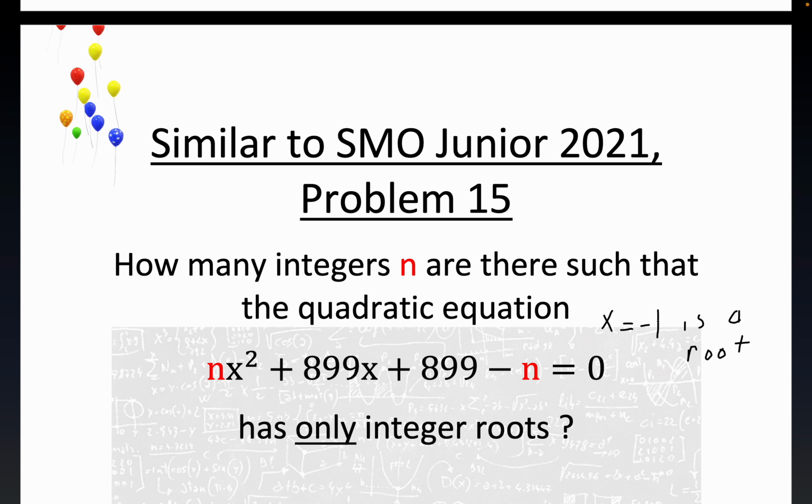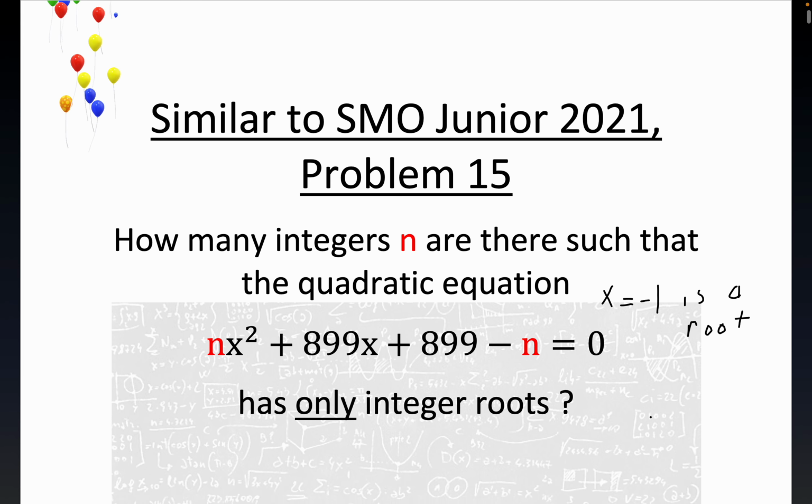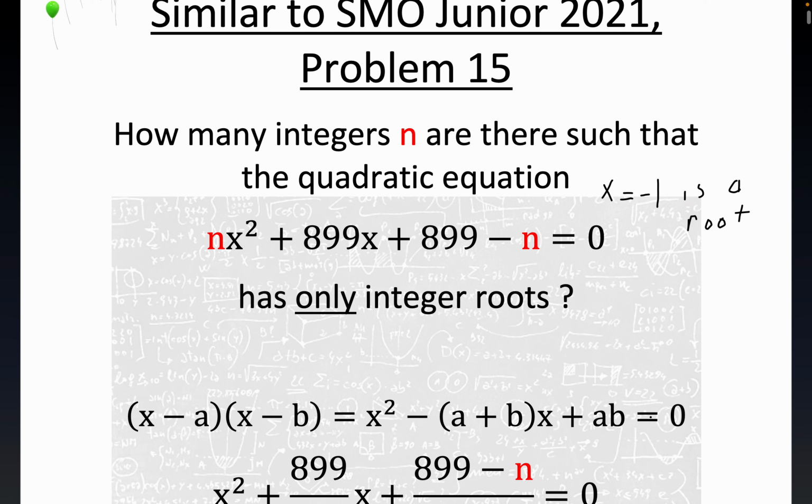-1 is a proud member of the set of integers, right? And you can check that x equals -1. This part goes to 0 and this part goes to 0. So we do have at least one. Now we want to know how many of these integers n are there such that this has only integer roots. Okay, and it's kind of a fun little problem because it's a setup for Viète's formulas.